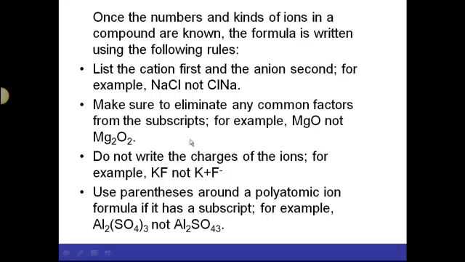Then you have to eliminate any common factors from the subscripts. So, for example, if we have magnesium oxide, we would write it as MgO because the magnesium takes on a 2+ state. It's in the group 2 family. Oxygen is in group 6, so it's going to take on a -2 charged state. And so you only need one of each to get a neutral compound. It is incorrect to write it as Mg2O2. This is not the most simplified form. You can cancel this out and you can just have one of each.